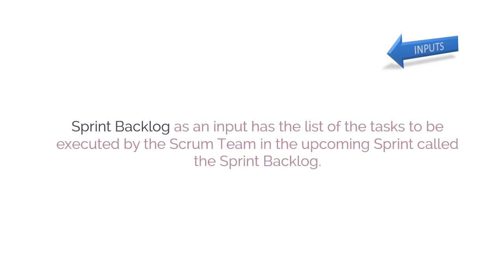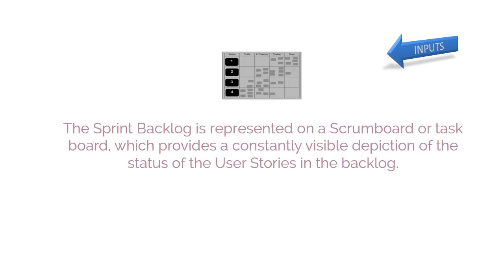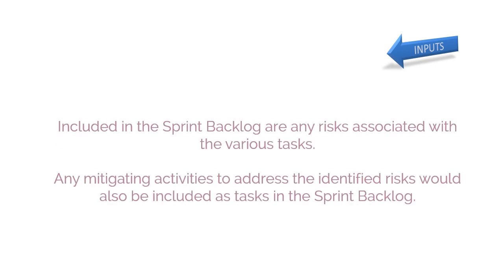Sprint Backlog as an input has the list of the tasks to be executed by the Scrum team in the upcoming sprint. It is common practice that the Sprint Backlog is represented on a Scrum Board or task board, which provides a constantly visible depiction of the status of the user stories in the backlog. Also included in the Sprint Backlog are any risks associated with the various tasks. Any mitigating activities to address the identified risks would also be included as tasks in the Sprint Backlog.